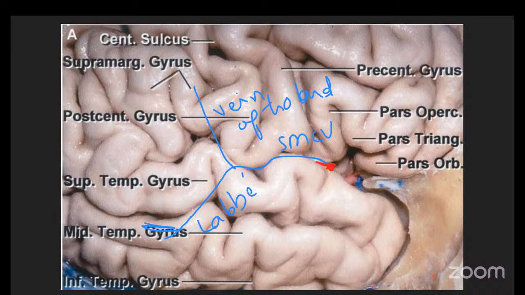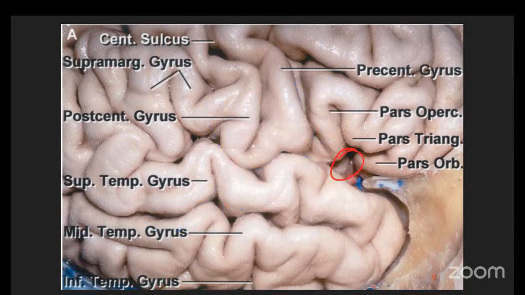MCA. That's right. So if we are going to follow this tract, what is this region here? I think we briefly did discuss this portion. What is this? Anterior Sylvian point. That's right. Anterior Sylvian point.